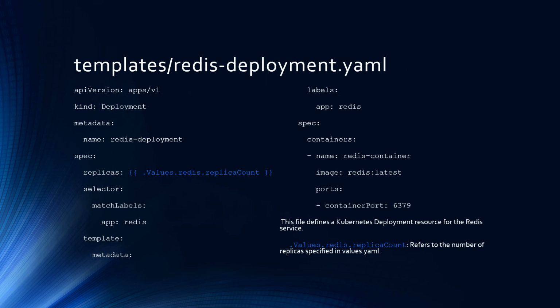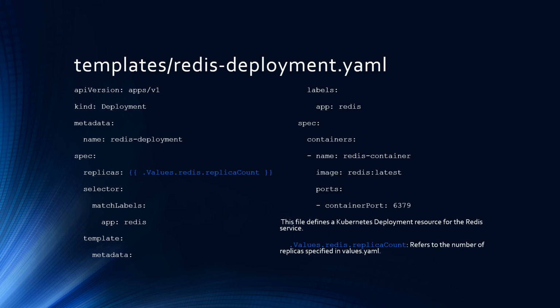The Redis deployment.yaml template represents our data store component. While relatively simple, it demonstrates several important concepts in Helm templating. The template configures dynamic replica count using .Values.redis.replicaCount, the standard Redis port 6379, and basic pod labeling for service discovery.